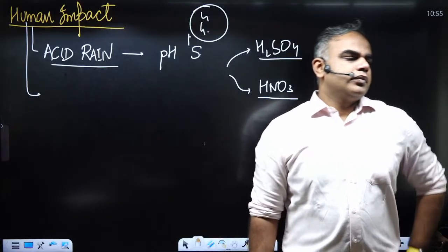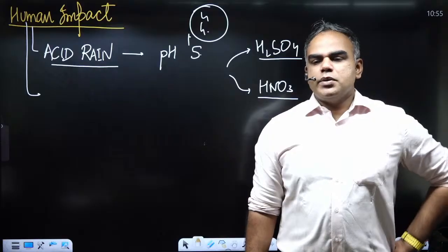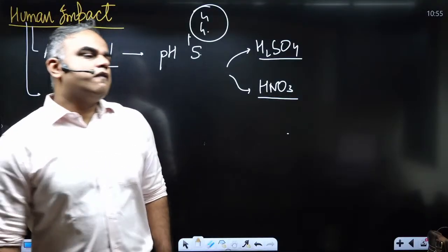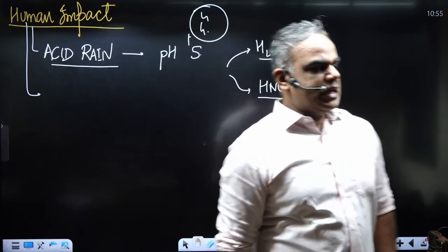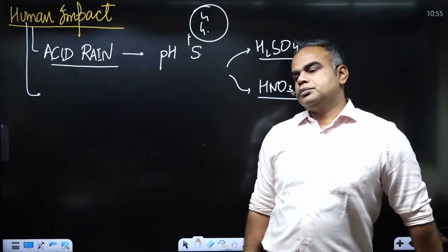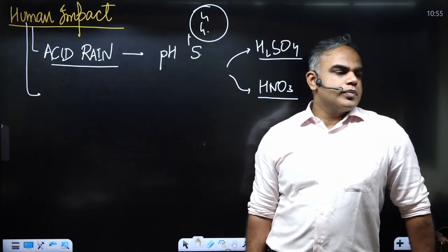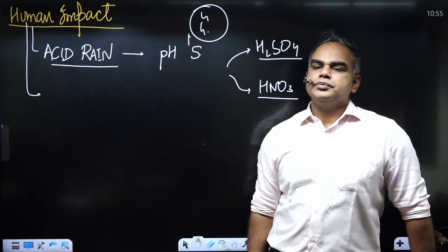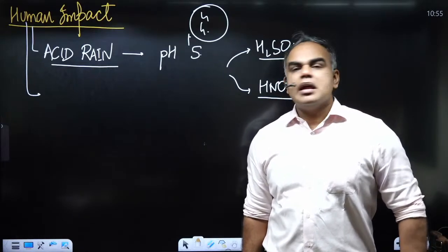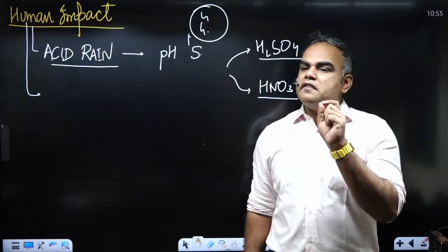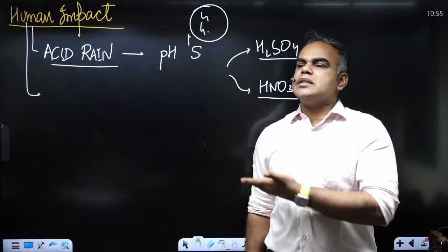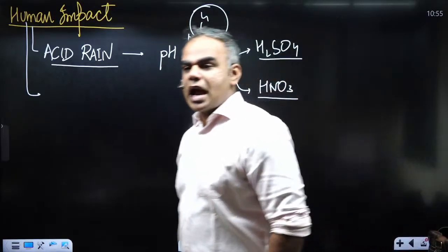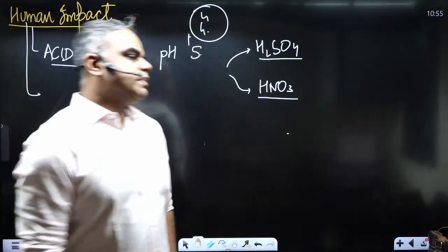Second, combustion of fossil fuels. We're talking of the human impact. So combustion of fossil fuels increases SO2, contributing to air pollution and acid rain. And now you also know a term like wet deposition. So ultimately wet deposition is your acid rain, right? It's causing air pollution and acid rain.